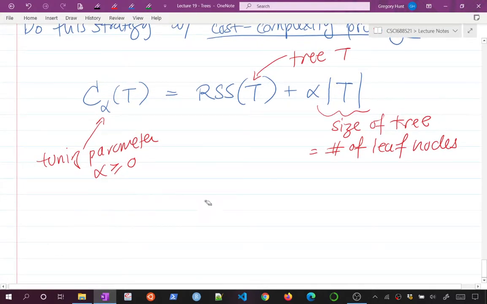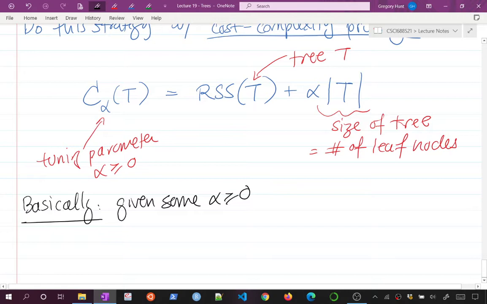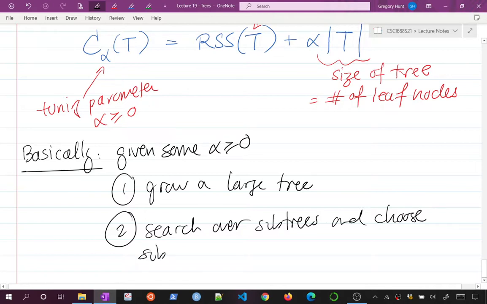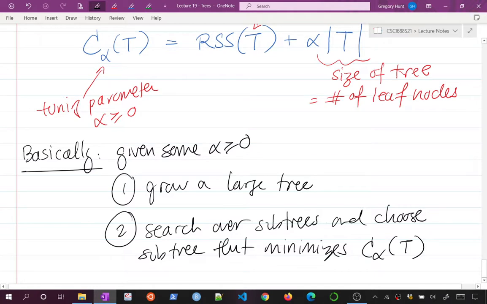So let me back up and say, basically, our strategy here is going to be: given some tuning parameter alpha, we're going to grow a large tree, and then we are going to search over the subtrees and choose the subtree that minimizes this, C alpha T, something like that, right?